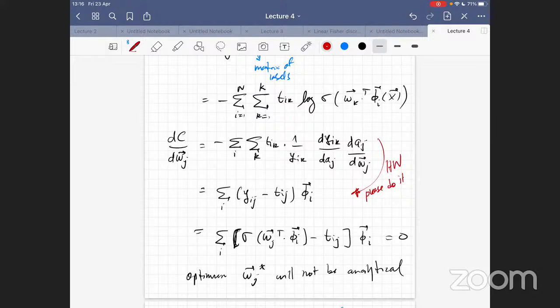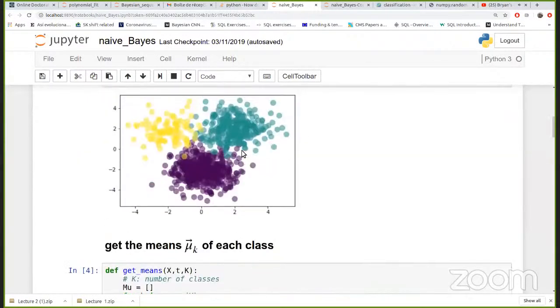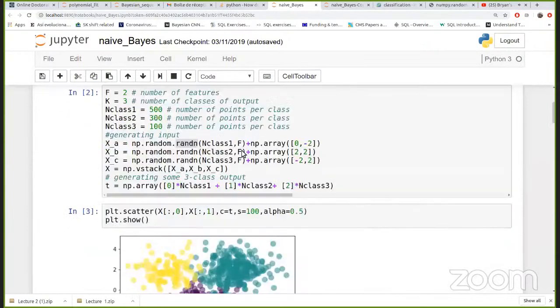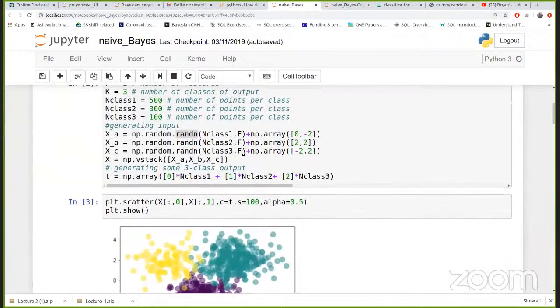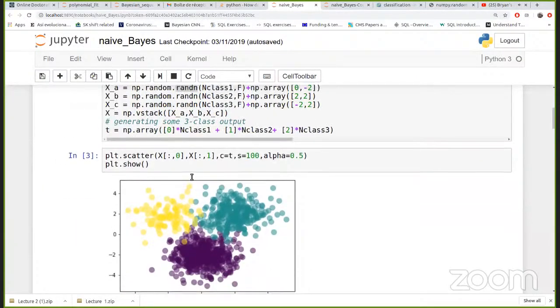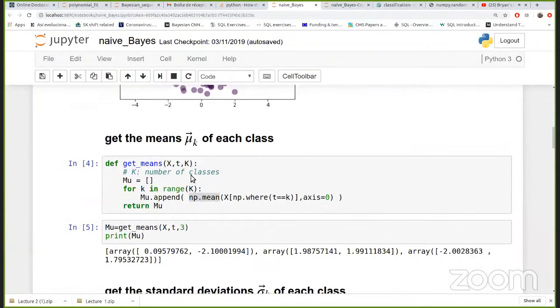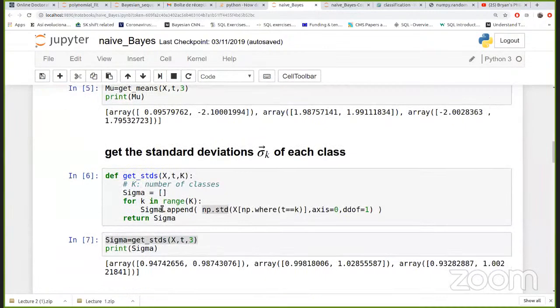Let me go to the notebook again, just to finish. Take the notebook here and play with the model. So the thing is that with naive Bayes there are no parameters here, in the sense that the means and the standard deviations are the ones that you have from the data set, right?